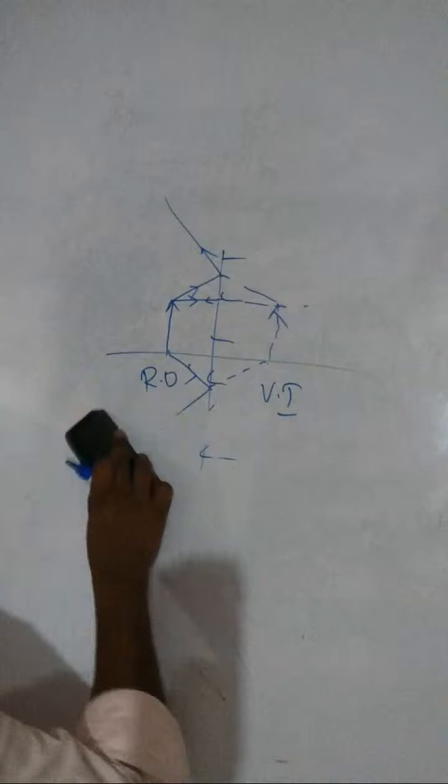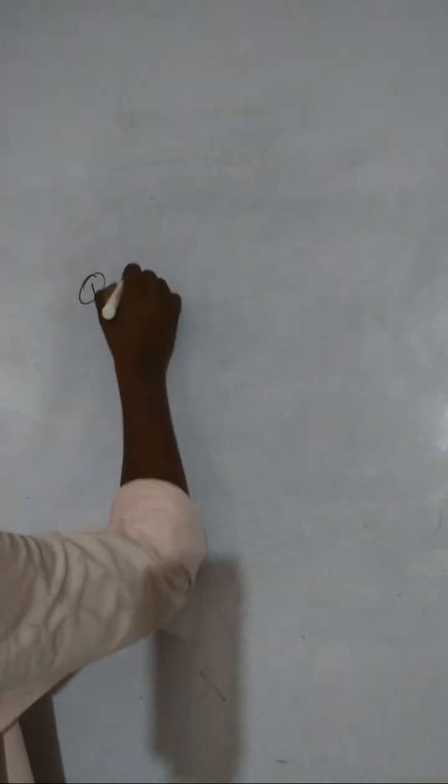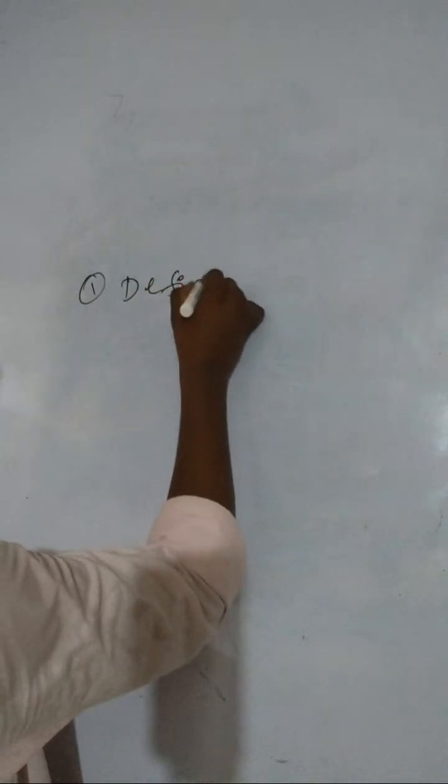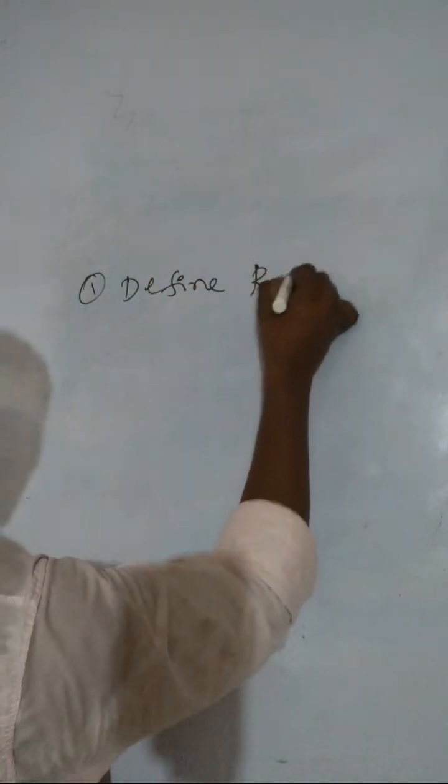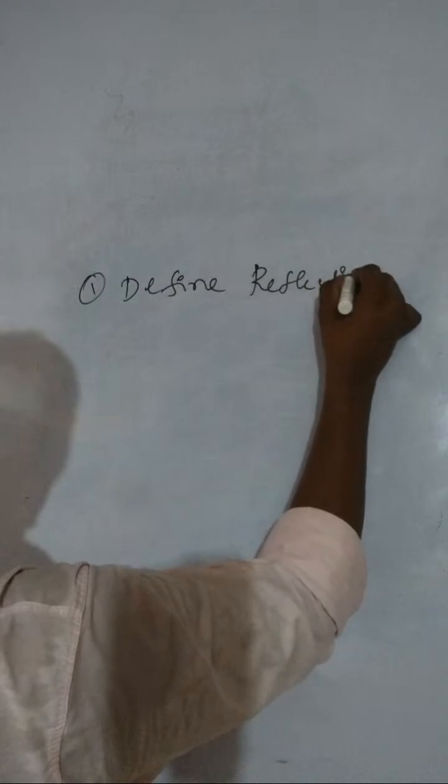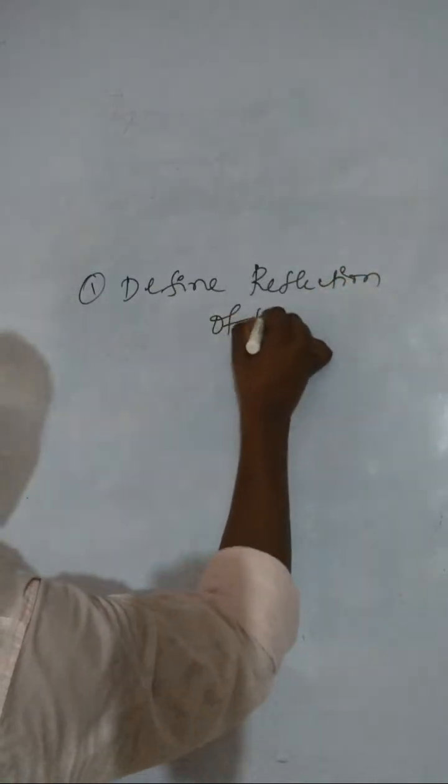Now we'll discuss a few questions related to this topic. Just carefully observe. Question number 1: Define reflection of light. So what is the reflection of light?